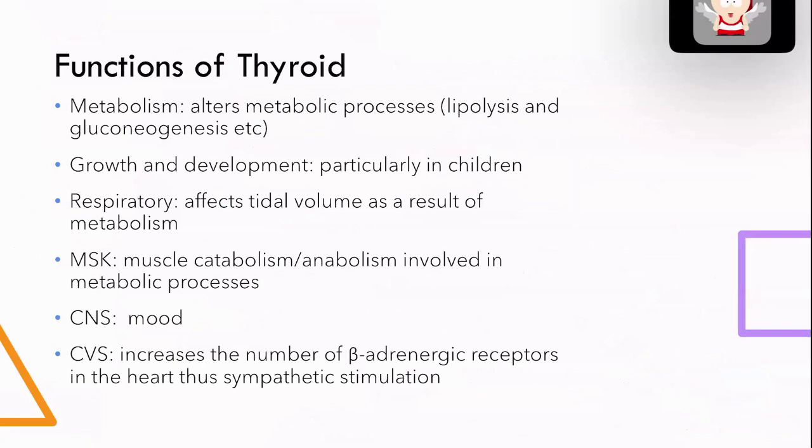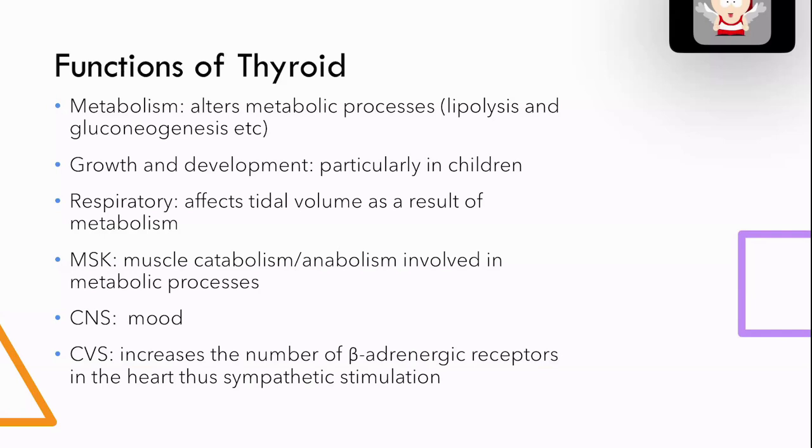So this is again something I hope we're all quite comfortable with. The most important function of the thyroid being metabolism. So it speeds up our metabolic processes such as lipolysis and gluconeogenesis. And this in turn affects all of these other systems, which we are going to see manifest with symptoms. So growth and development, of most importance in children, respiratory, in terms of our O2 utilization and our CO2 production when we talk about metabolism and metabolic processes. MSK, in terms of muscle catabolism and anabolism, once again, as a source of metabolic substrates. CNS and mood. And then, very importantly, for our thyroid emergencies, our cardiovascular functions.